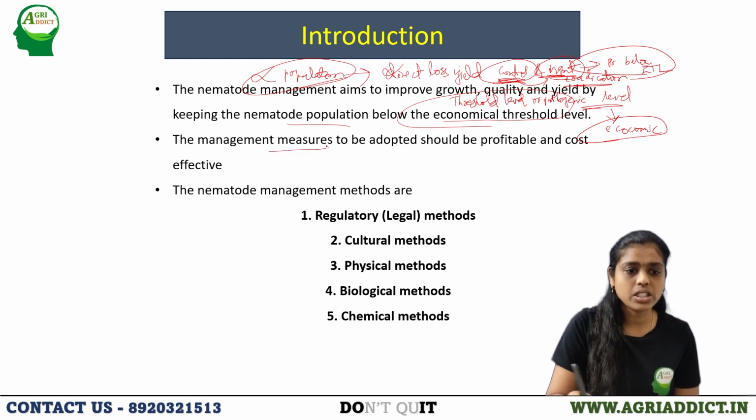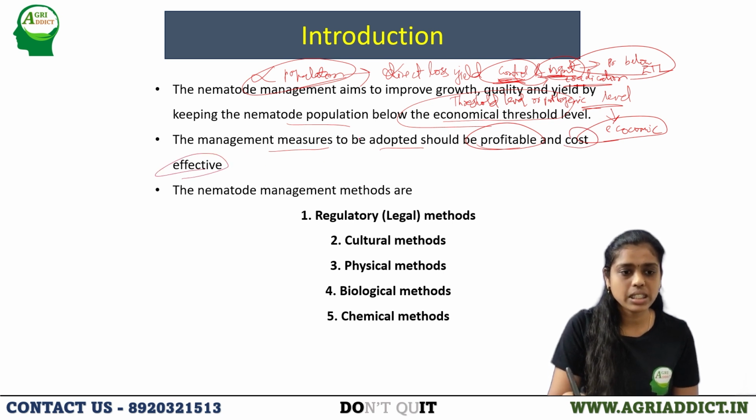And the management measures which are to be adopted should be very profitable and also cost effective. This is a simple statement which is very easily understandable. Whatever management methods we apply, they should be profitable in nature and also cost effective in nature, in order to prevent the loss which is borne by the farmer.